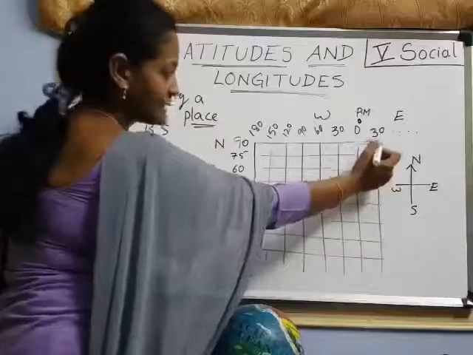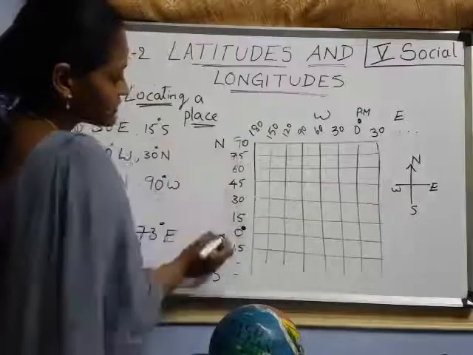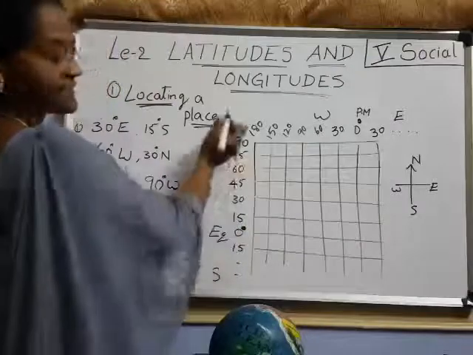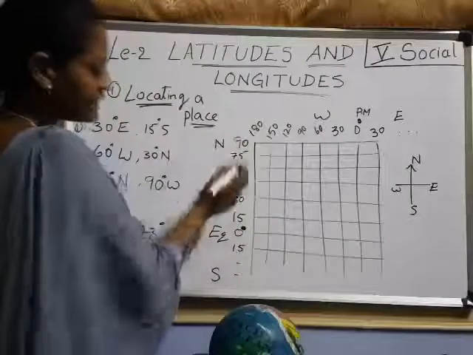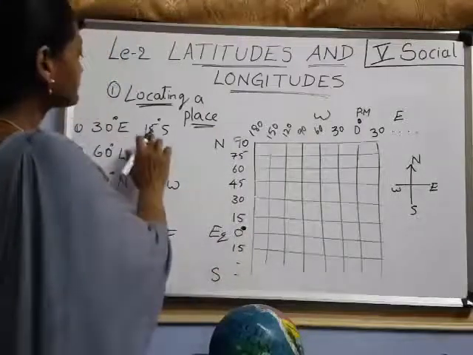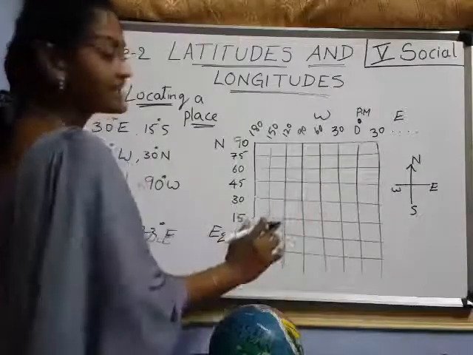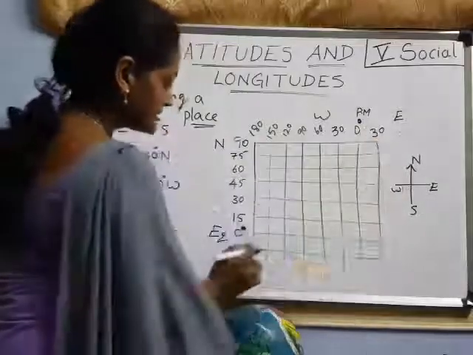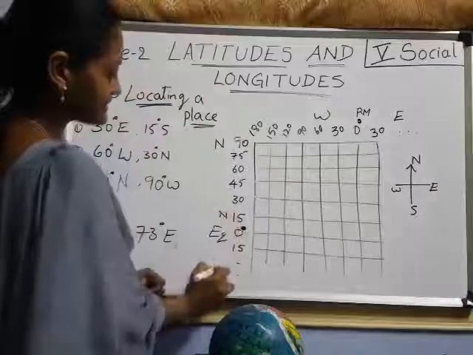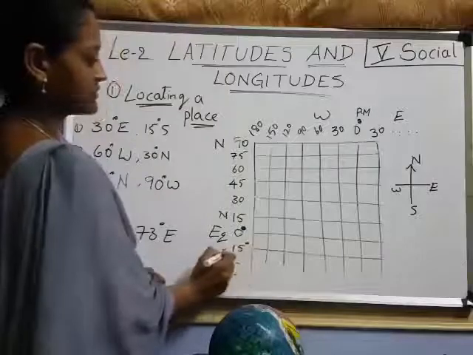30 degrees east and 15 degrees south. Here, from 0 this side is the equator. This is the equator, right? Towards the north side the degrees are represented with N, and towards the south side with S. Now see here, 15 degrees south means this line. So both intersect. This line is with S, not N. This is N, and this is represented with S. So 15 degrees south.